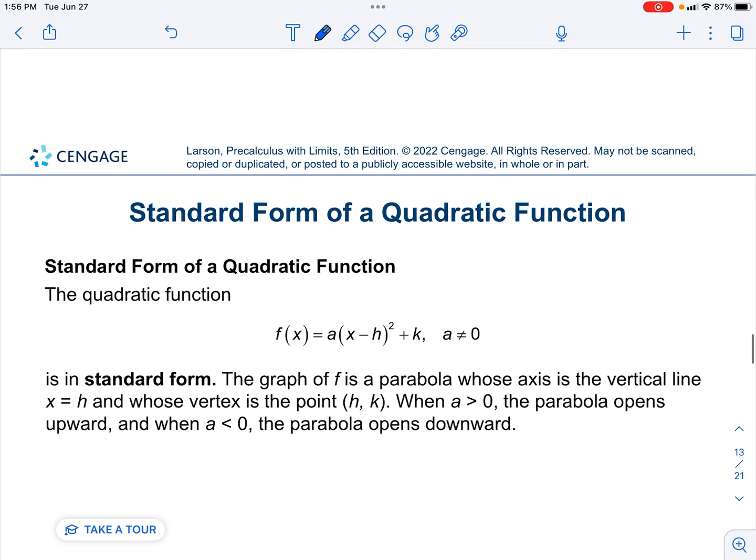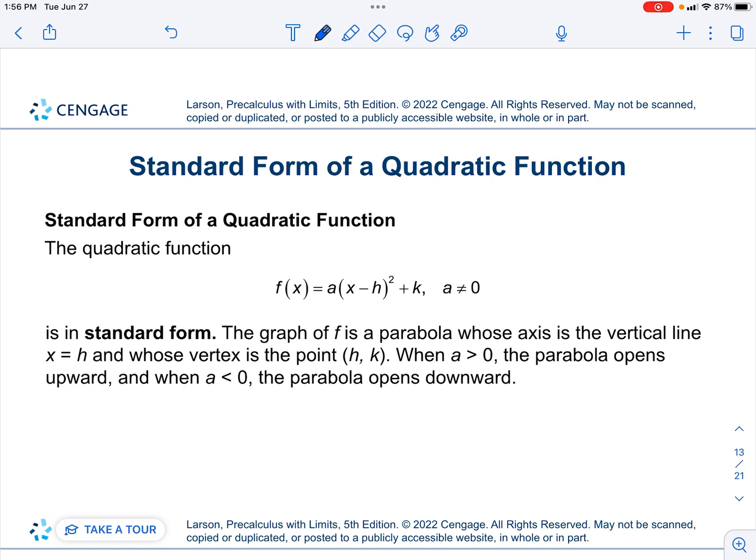All right, standard form of a quadratic function is what I think of as user-friendly. If you have it in this format, you can get your vertex, which is h and k. The vertex is h and k, and you can get your a value easily. It tells you if it's pointing up or pointing down. It tells you the vertical stretch or compress or shrink. So it gives you a lot of information.